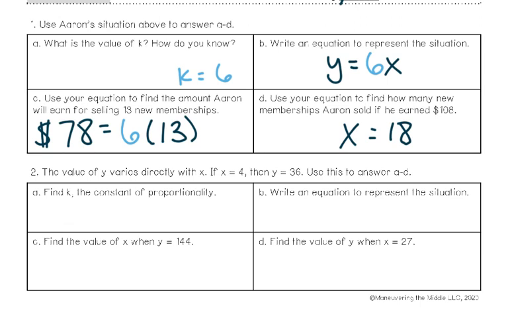All right, let's look at number 2. We got a new relationship to look at. It says the value of y varies directly with x. If x is 4, then y is 36. Use this to answer A through D.